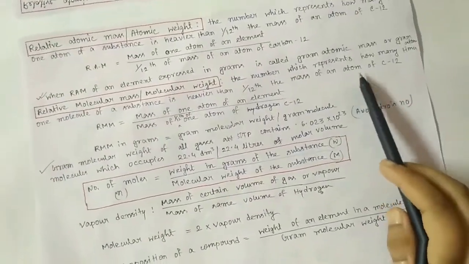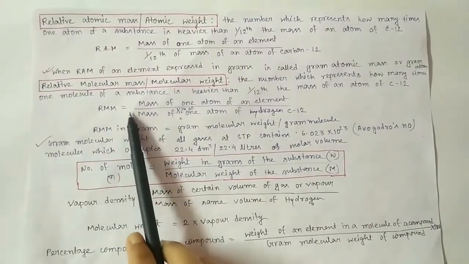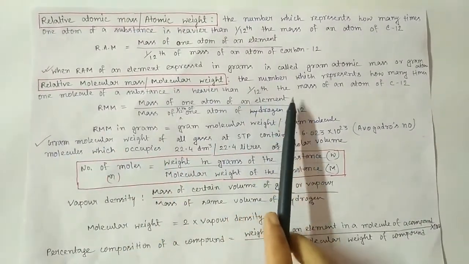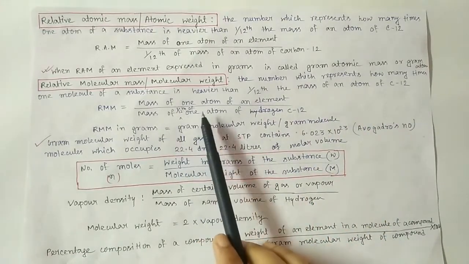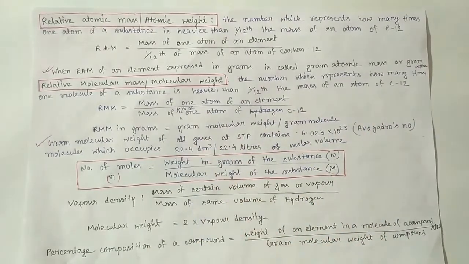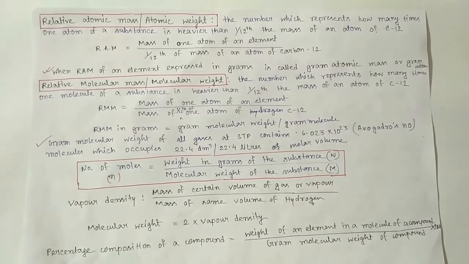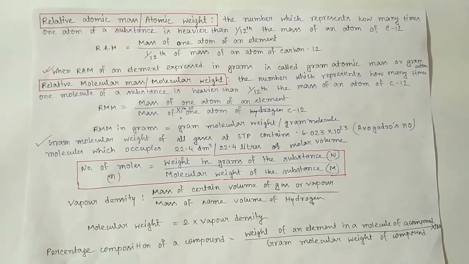So, the number which represents how many times one molecule of a substance is heavier than 1/12th the mass of an atom of C12 is called the relative molecular mass of that molecule. Now we express the value of the relative atomic mass of an element in grams and call it gram atomic mass or gram atom. Similarly, the relative molecular mass of any molecule can be expressed in grams, and there it will be gram molecular weight or gram molecule.